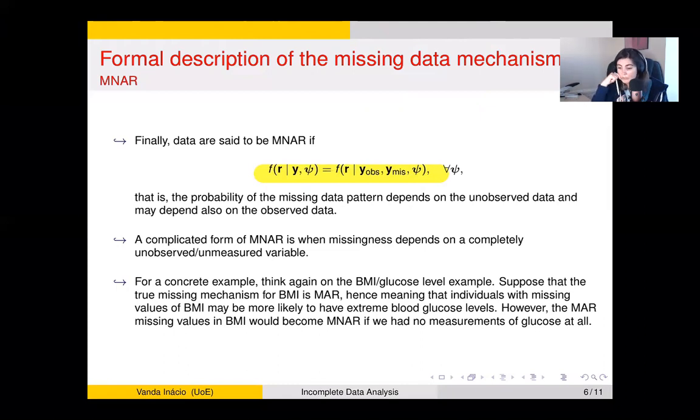I've also talked about this, that a complicated form of missing not at random is when missingness depends on a variable that we have not measured at all in our data set. And also, another point, missing not at random is quite literally everything that we cannot write as missing at random. It's the most general scenario. It's possibly the most realistic one and is without any doubt the most complicated one to handle, as we will see later.